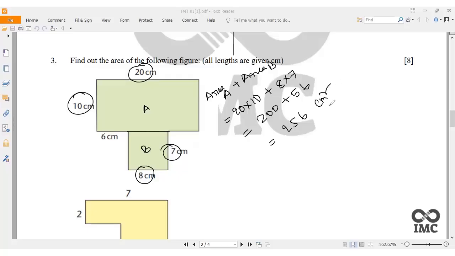We must give the unit. Without giving unit, you will not get full marks because unit is very important here. And the question says all lengths are given in centimeters. So you should think this one properly. Okay. So answer will be 256 centimeters square.